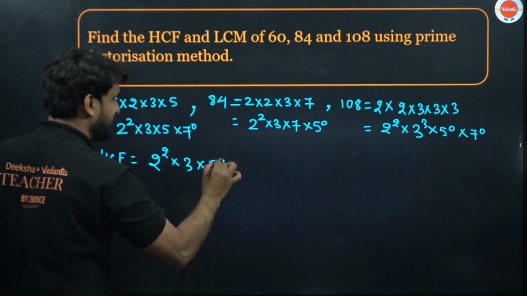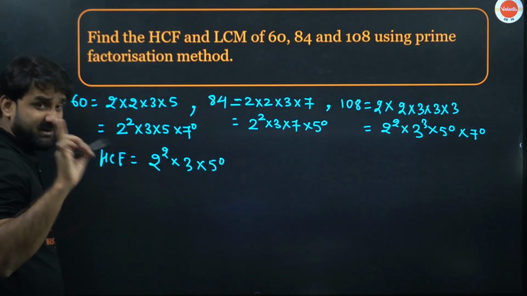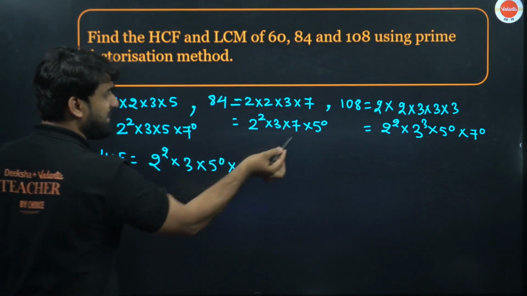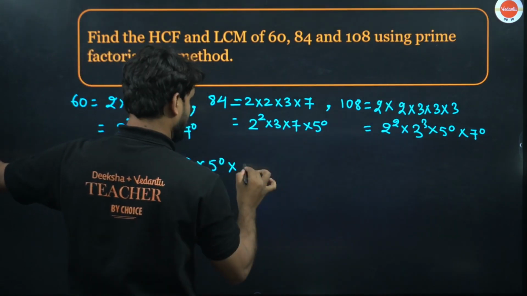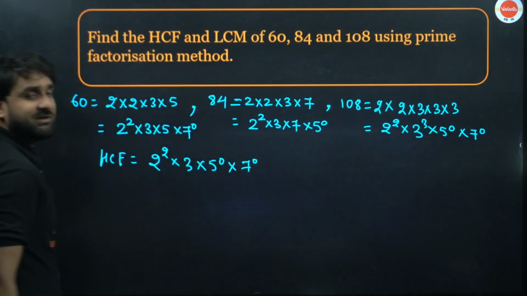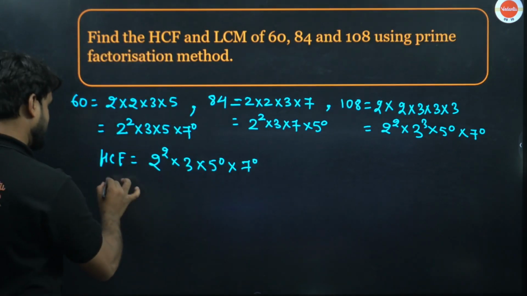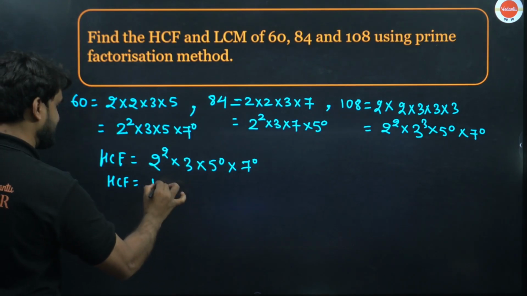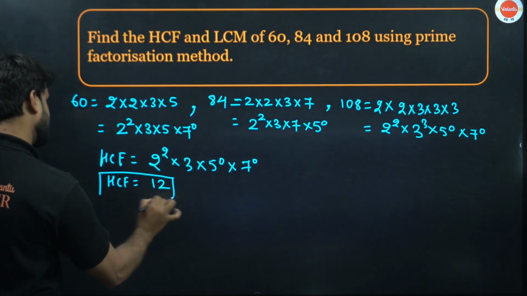So 5 to power 0 will be considered the smallest power. Please make sure, because we are calculating the HCF. 7 to power 0, 7 to power 1, 7 to power 0. So 7 to power 0 will be considered. Right everyone? Now HCF will be equal to 2 to the 4, 3 to the 12. This is the HCF.